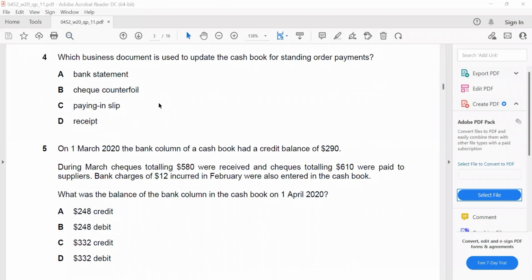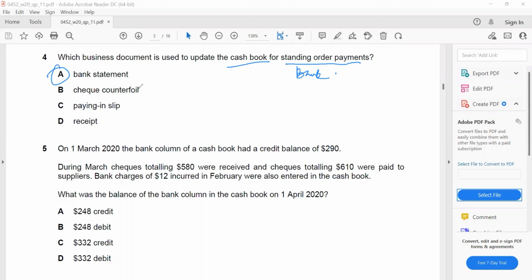Okay, question number 4. Which business document is used to update the cash book for a standing order payment? A standing order is through the bank. So what is the document that we can use in order to update our cash book? At the end of the month, the bank will send you a bank statement. We can use the bank statement to do the recording for the standing order.